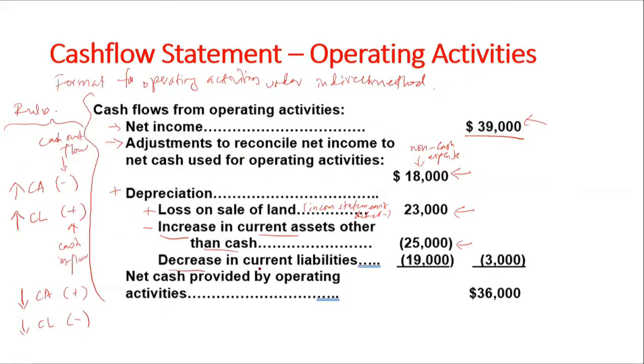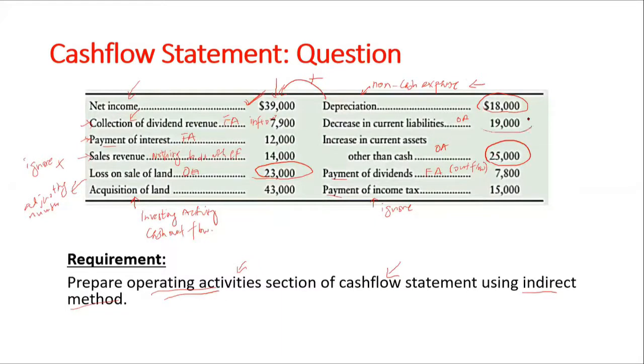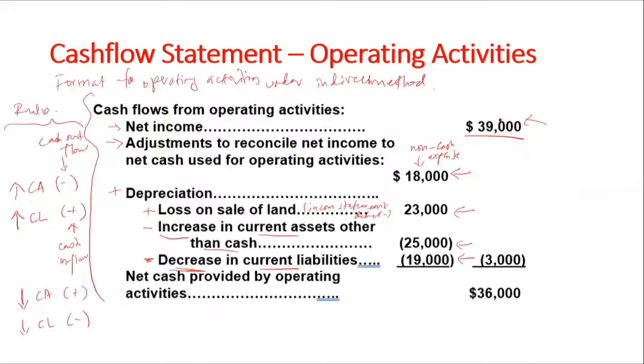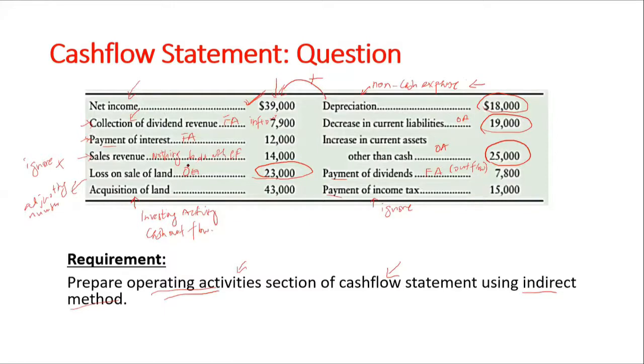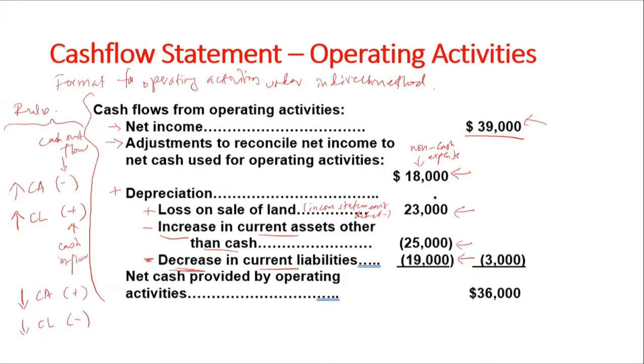Then we have decrease in current liabilities. A decrease in current liabilities is again a cash outflow, because the company is reducing the liability. So there's a cash outflow. Therefore, this number would be minus as well, right? So minus 19,000. This number is given here. So we are done with all the adjustments. If we go back, we took care of this number, this number, and this number. The rest of the activities are not related to the operating activities section. So we are finished with all the adjustments here.